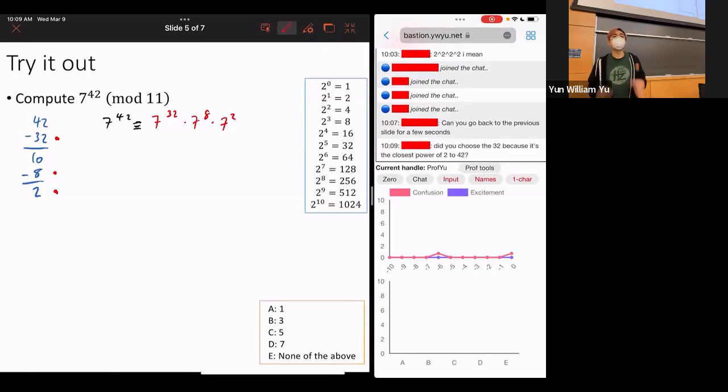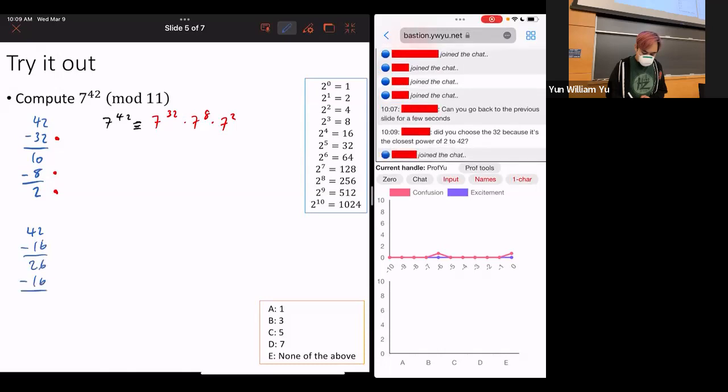Yes, exactly. So I chose 32 because it's the closest to 42 that's smaller than it. If you don't choose the right one, you'll still eventually get the right answer, but you'll just do more work. So if I chose 16 instead, well, then I would need to choose 16 again. You still can get the answer from that, but it just takes more work. So you could do 42 minus 16, which is going to give you 26, minus 16, which is going to give you 10, minus 8, which is going to give you 2. And then you'd have to multiply together all of those powers.